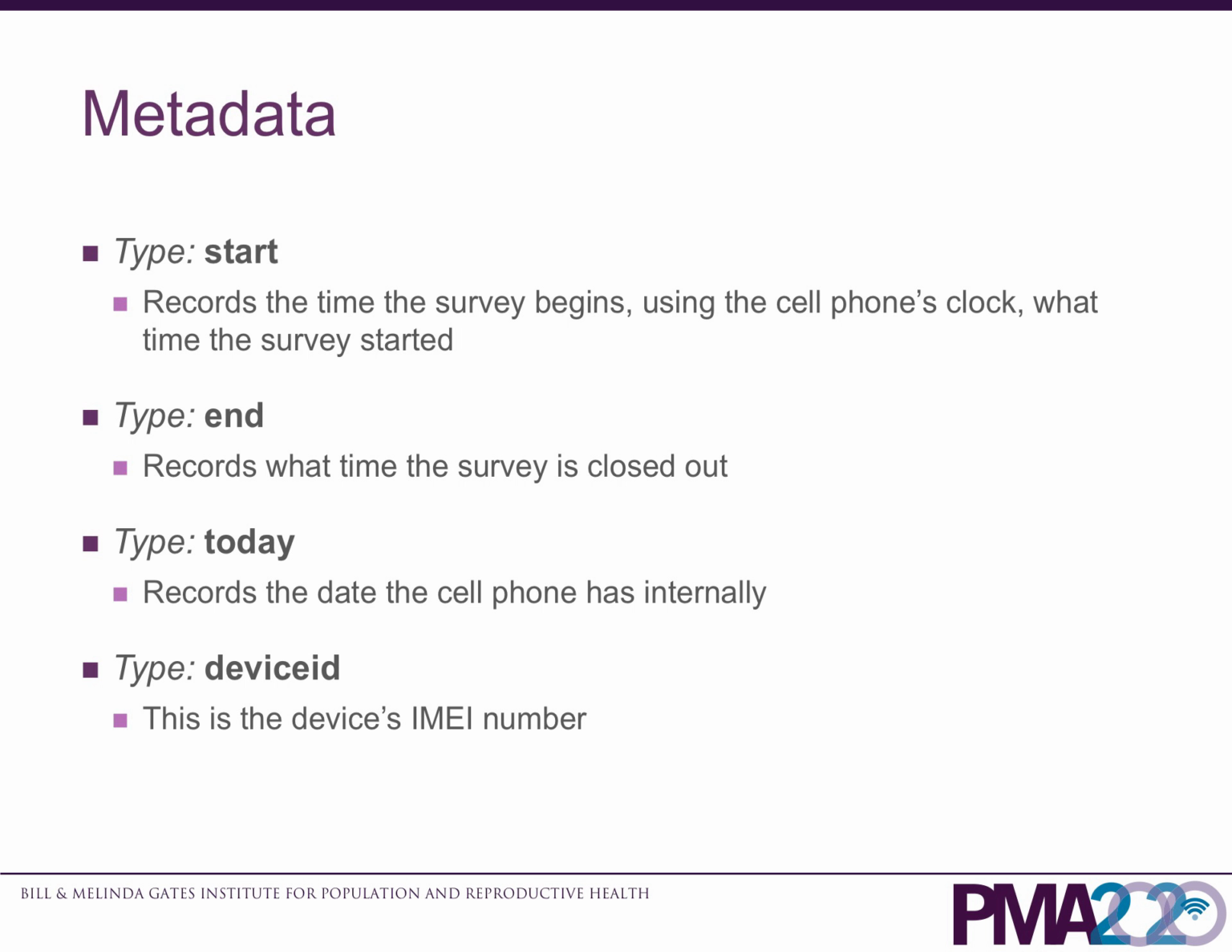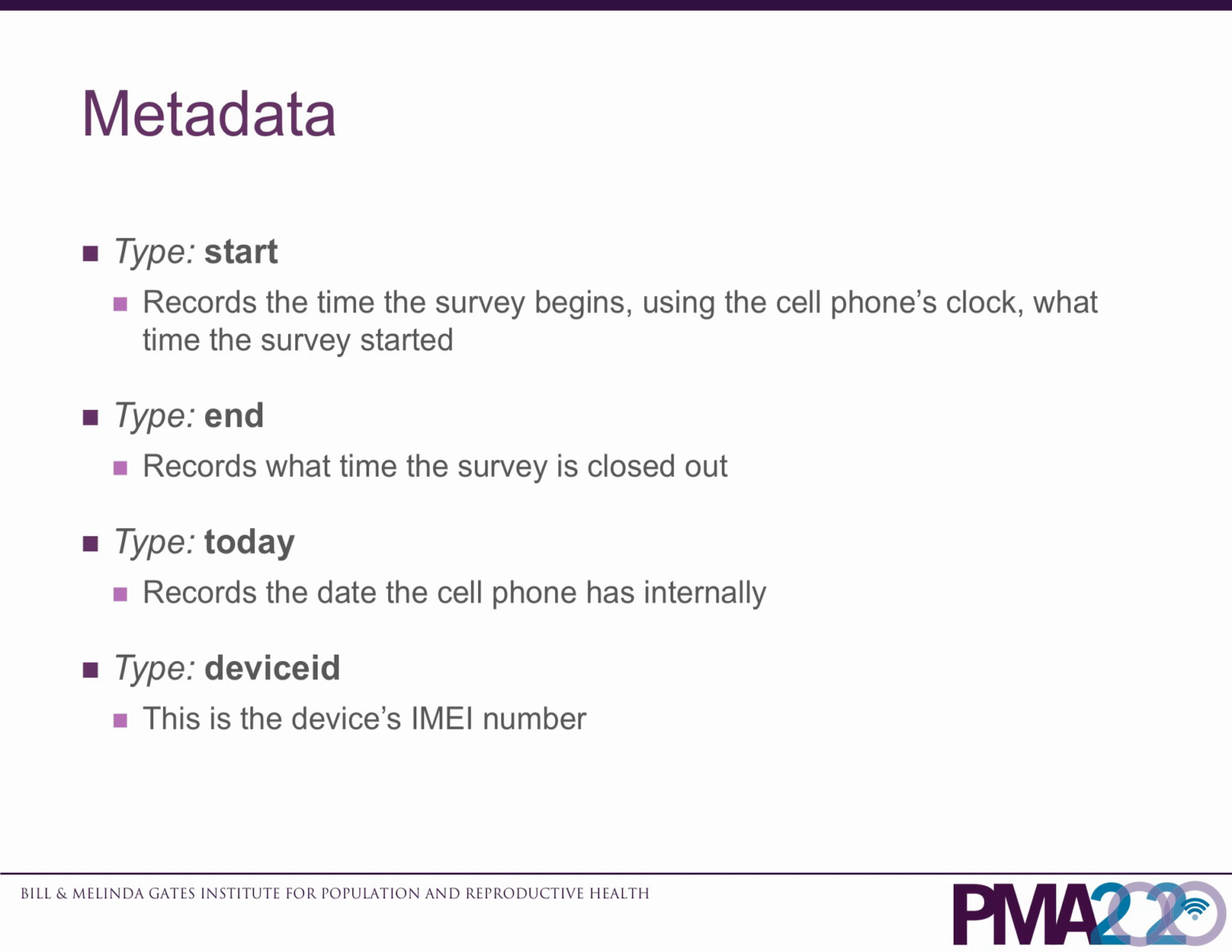The first types of questions that we'll talk about are start, end, today, and device ID. These are metadata, or data about the data. When we send people out to collect information using ODK, we might want to know things such as when the survey started and when it ended. And we also might want to know what is the IMEI number of the phone that's being used. To get this information, we add start, end, today, and device ID to the start of our ODK survey.